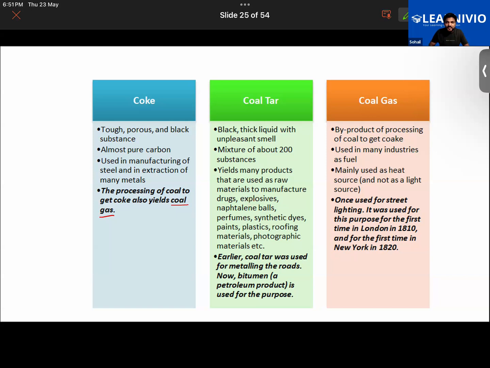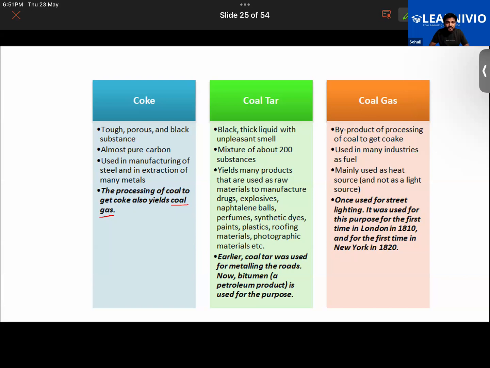Earlier, people used to keep naphthalene balls in clothes and in washrooms as well. It basically keeps the bugs and insects away. It stops the fungal growth. It will be used in perfumes also, and in the manufacture of synthetic dyes. Dyes here refers to paint basically. Synthetic dyes, paints, plastics we manufacture, and it is used as a raw material in manufacturing roofing materials also.